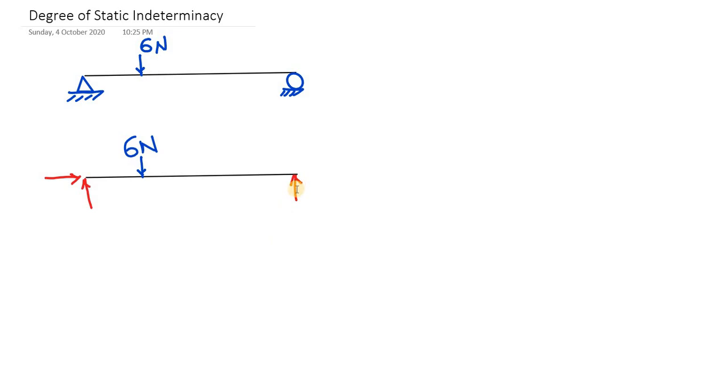Now we have 3 equilibrium conditions available. For example, let's give them some names, A, B. So let's call this AY, this AX, and this BY. Now, if we were interested in finding these reactions, we can easily do that by using equilibrium conditions, like this: summation Fx equal to 0. If I start solving this problem, very simple though, let me elaborate the concept of degree of static indeterminacy from this.